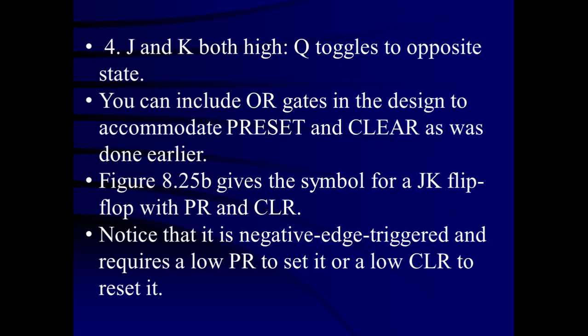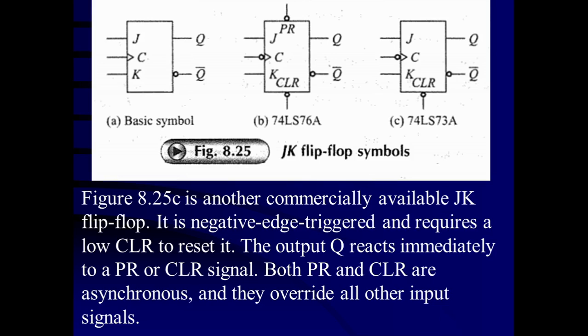You can include OR gates in the design to accommodate preset and clear, as was done in a D flip-flop. Figure 8.25b gives the symbol for a JK flip-flop with preset and clear. Notice that it is negative edge triggered and requires a low preset to set it or a low clear to reset it. These are various symbols for JK flip-flops. A JK flip-flop can be positive edge triggered as well as negative edge triggered. Sometimes a negative edge triggered JK flip-flop is more suited than a positive edge triggered one.